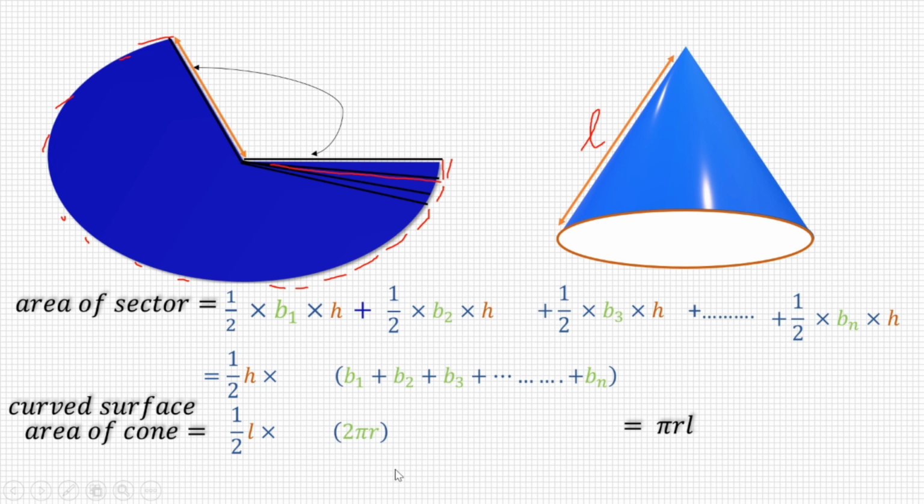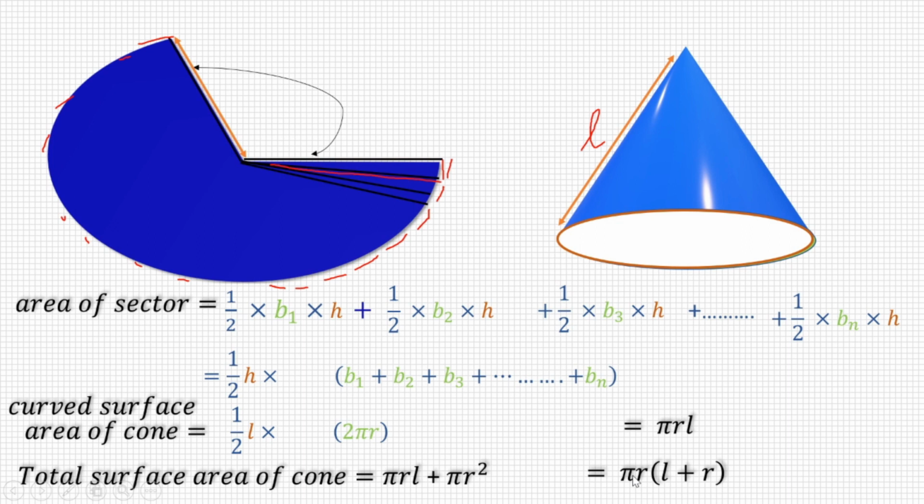And what is the total surface area? For the total surface area of the cone, we have to add the area of one more face. What's that face? Here is one more face, and this face is circular. So the total surface area of the cone is pi rl plus pi r square, which is also written as pi r into L plus r.